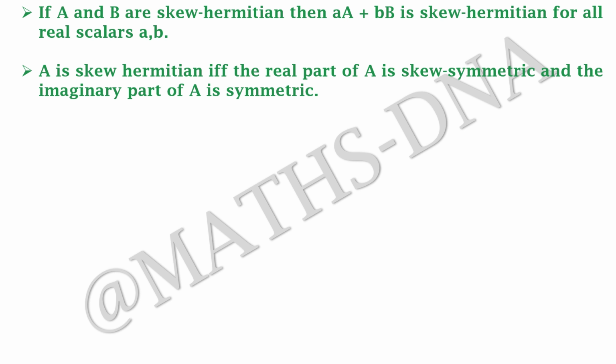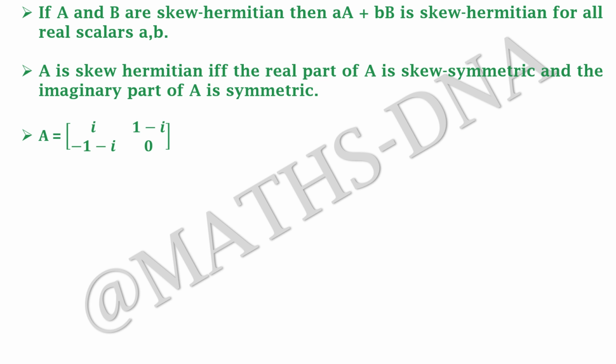Now, A is a skew-Hermitian matrix if and only if the real part of A is skew-symmetric and the imaginary part of A is symmetric. This is a very important property, and let me show you how this is happening. Let us take the example that we discussed ahead, where entries are i, 1 minus i, minus 1 minus i and 0. Now consider the above diagonal entries and below diagonal entries.